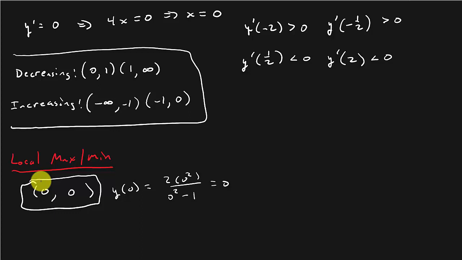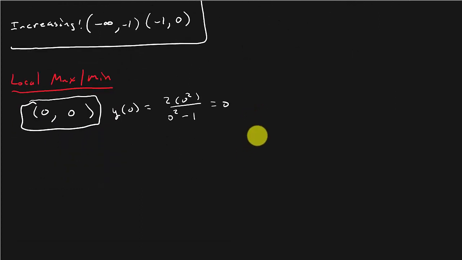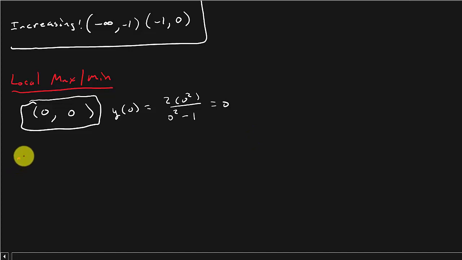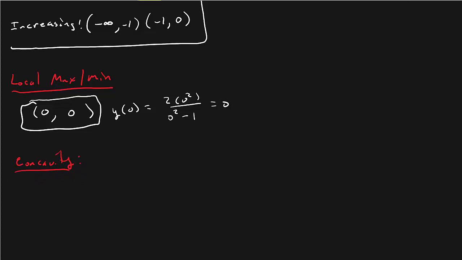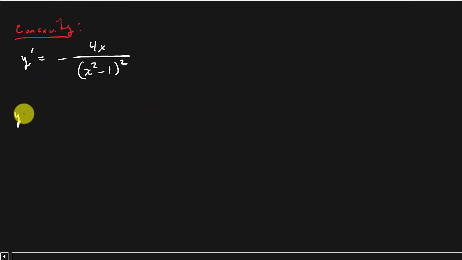All right, so now concavity. So for concavity and inflection points, I've got to take the second derivative, and this ought to be fun, huh? Well, first let's just go ahead and write down the first derivative. That's negative 4x over x squared minus 1 squared. So I need to find the second derivative. I'm going to go ahead and put my negative there. And then let's see what we've got.